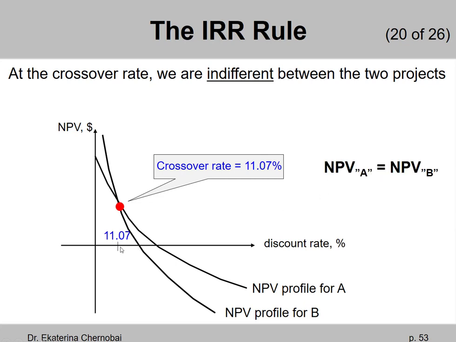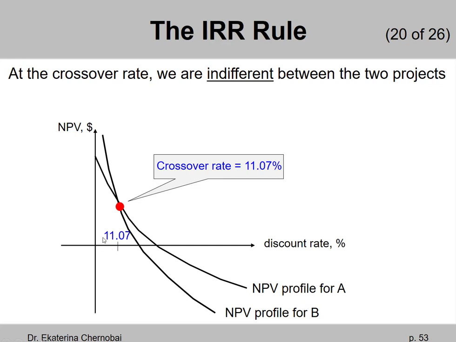So if the required return is exactly 11.07%, which project should you choose? Either one is okay to choose. It doesn't matter. They both give you the same profit. But a more important implication of what 11.07% means is that's where the switch occurs between choosing project A and choosing project B.